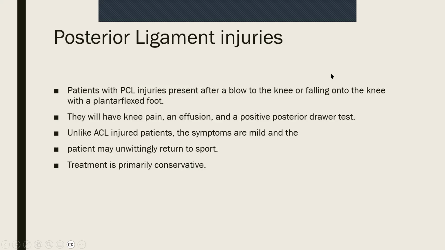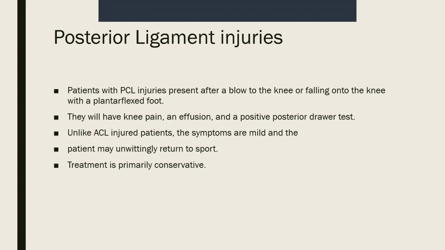Okay, now posterior cruciate ligament injuries. These normally occur after a blow to the knee or falling onto the knee with a plantar flexed foot. Okay, plantar flexed foot, a foot that's facing downwards. This was at one stage very common with those who used to ride horses, because when they would fall off the horse, they would often fall with the plantar flexed foot and land on the ground. So that's something to remember if ever you see a patient. A lot of our patients here in our area ride horses quite often, and it does happen. As you can see, they will have knee pain and effusion and a positive posterior drawer test.